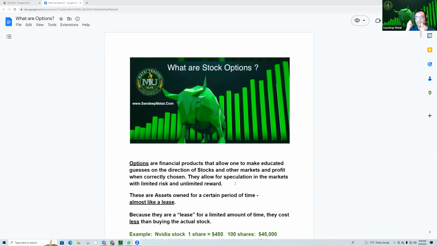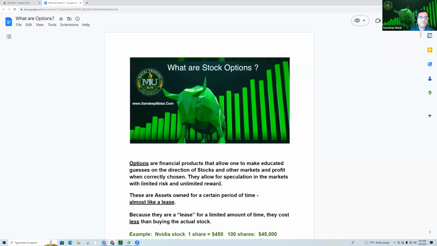So you buy this option, and the option is an asset that you own for a certain amount of time. It's almost like a lease. You buy this contract and option, and with that contract, you can make money based on what you pick, which I'll explain. If it goes in your direction, you're going to make money. And if you lose, then naturally you lose your lease, or whatever the cost of that lease was. So they're financial products that allow you to make a guess on the direction of the stock.